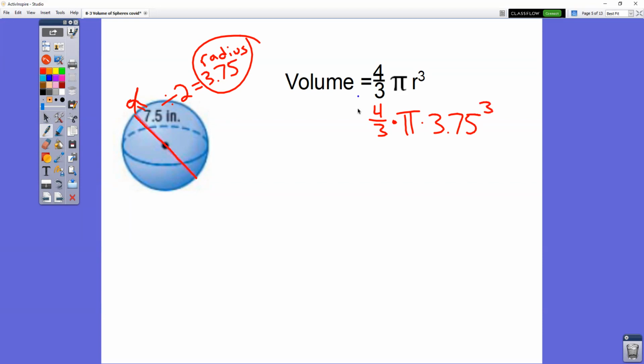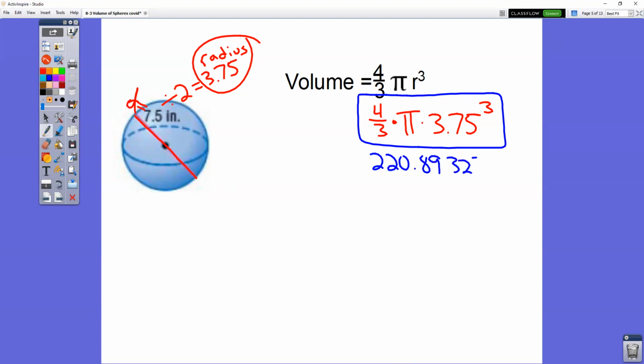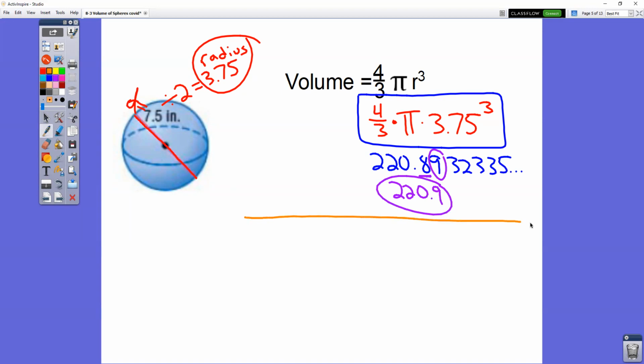When you're doing the questions that you have to round to the nearest tenth, you're going to type in all 3 of those things. 4/3 times pi times 3.75 to the third power. You get a big long decimal answer, 220.8932335, blah, blah, blah at the end. We're going to round your answer to the nearest tenth. 8 is in the 10th spot. We have to look at the number after it. That's 5 or higher. So we're going to round up to be 220.9.